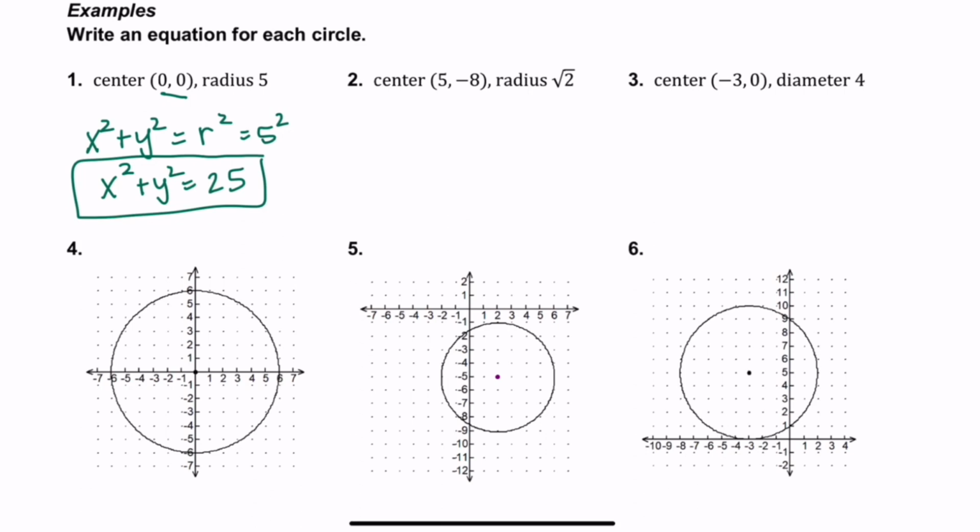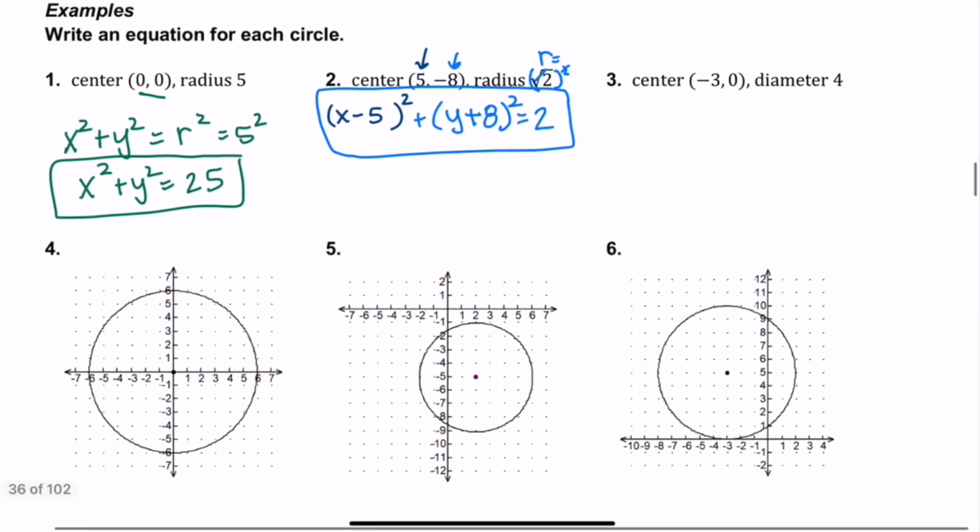Now if I move that over, what I want to do is take my x and subtract my 5. Remember, if things are in parentheses, we do the opposite. So we have (x minus 5) squared plus (y minus 8). It's going to switch signs to become a positive 8. This is going to equal my radius squared. If my radius is the square root of 2, and I square that radius, the square and square root cancel, and that gives me a 2 at the end.